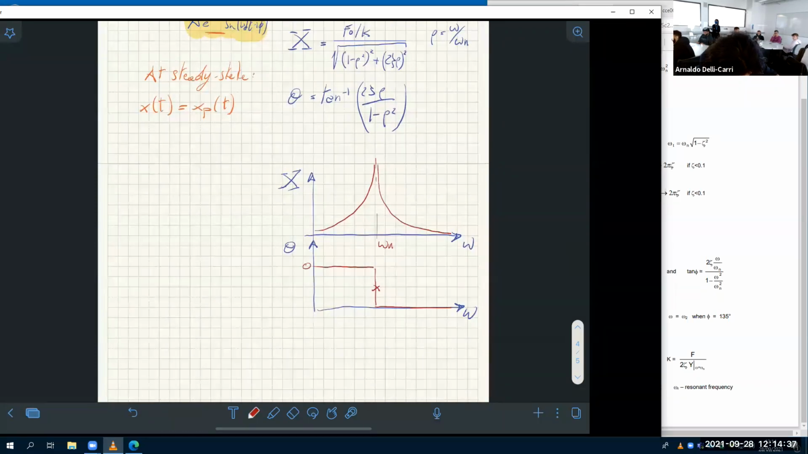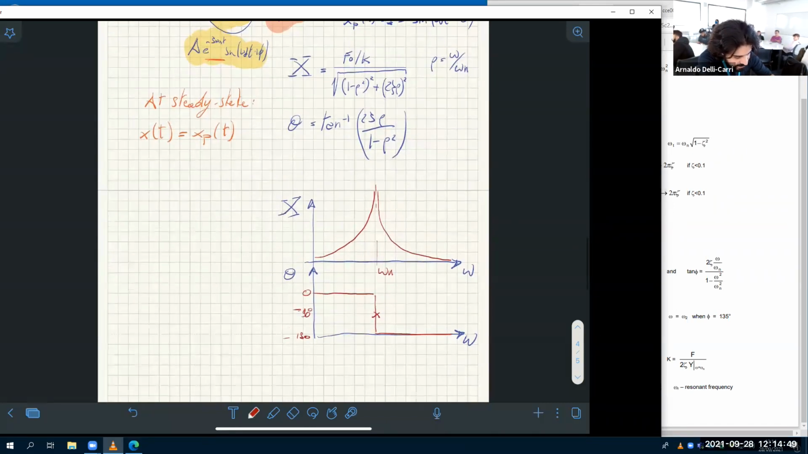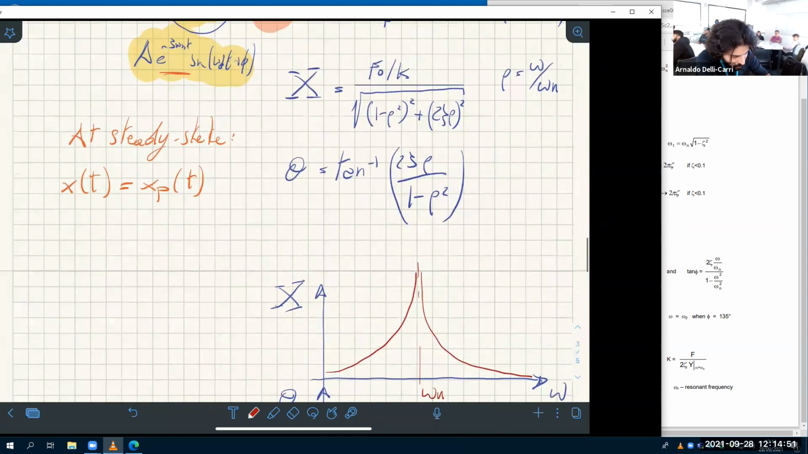This is 0, this is 90 degrees, and this is 180 degrees. Of course, this is minus 90 and minus 180. Okay. And this is what happens. Look, what happens if zeta is 0. So this is no damping.